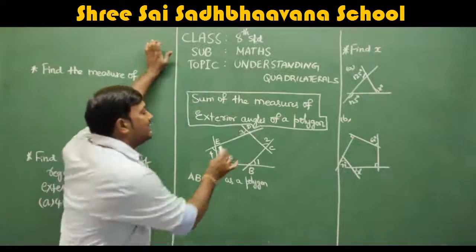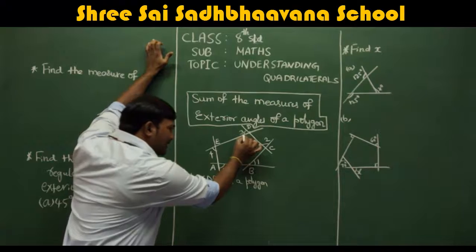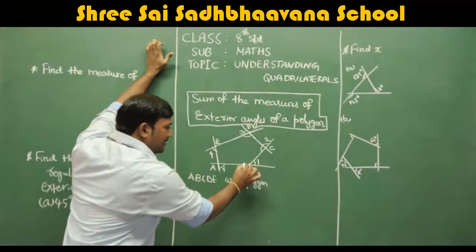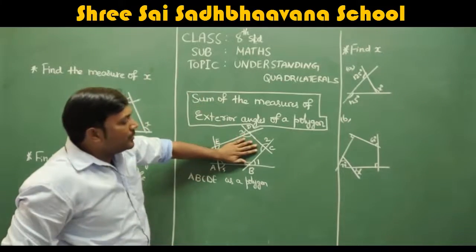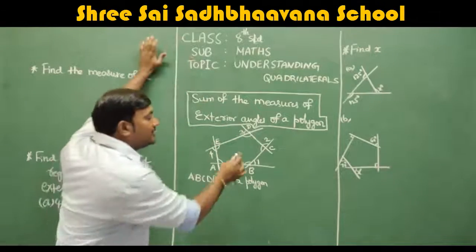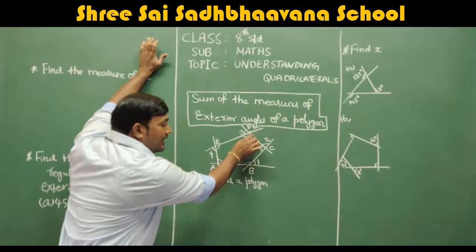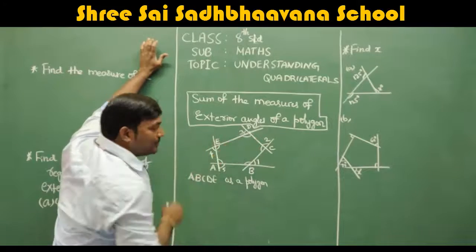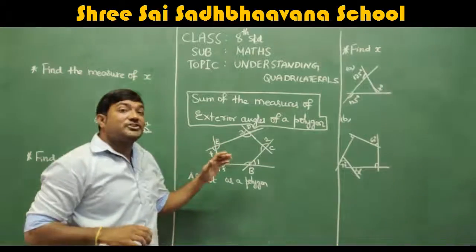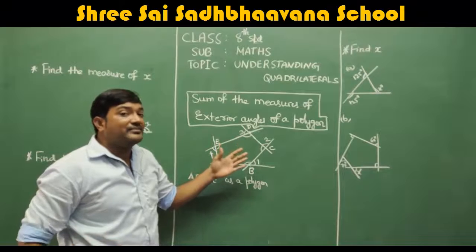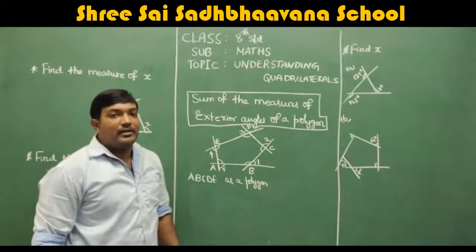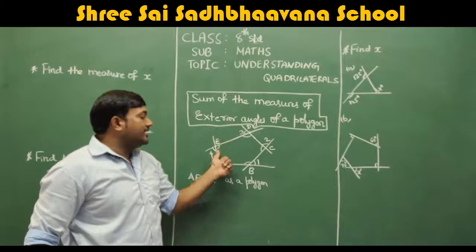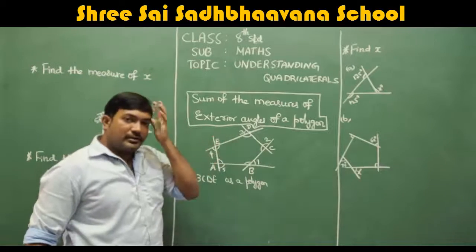So see here, these angles are called interior angles, correct? This is the inside, the area formed by the polygon. So the angles made by the sides inside the polygon are called interior angles of the polygon.